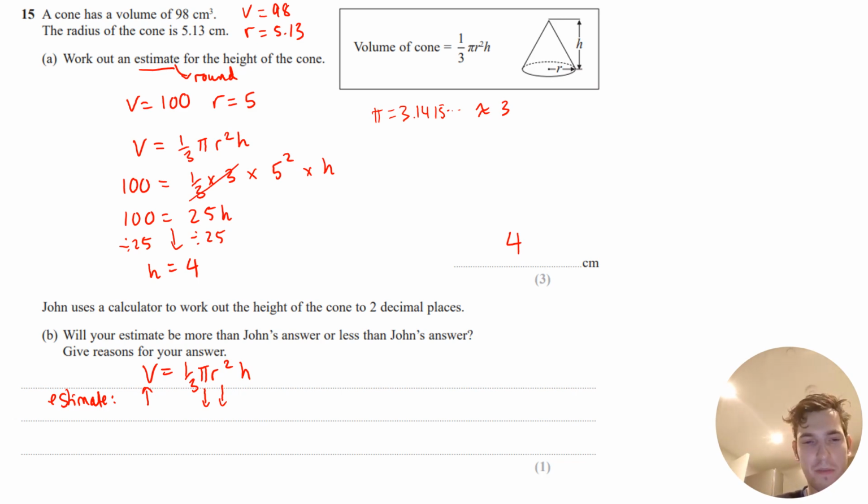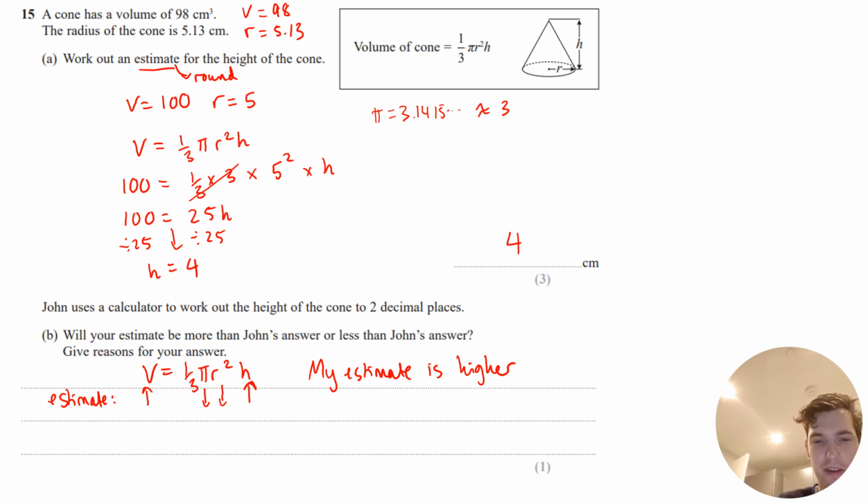So what does that mean for my estimate? I think that for my estimate, to make this balanced, my height is going to have to be higher. So I'm going to say my estimate is higher. Therefore, well, that's it. My estimate is higher.